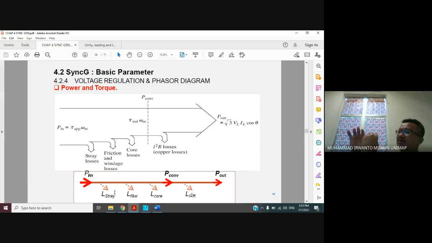Now, the input power is equal to the applied torque, because for the rotor to move we need a torque. This torque can be called the applied torque. And then when it moves, at how many RPM? The RPM can be converted to radians per second, which we call the mechanical speed, omega m. So the input power is equal to the applied torque multiplied by the mechanical speed.